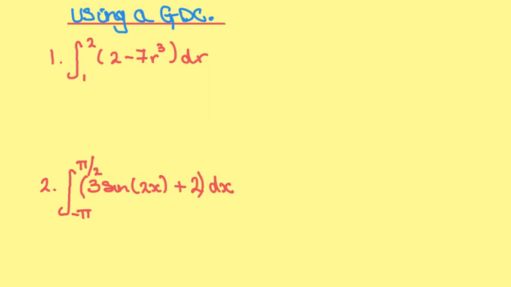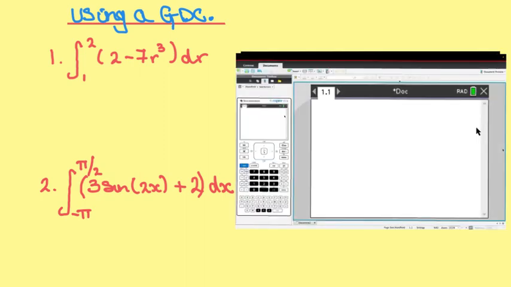The second way to evaluate a definite integral is to use a GDC. So we're going to do two examples. The first one, we're going to integrate between 1 and 2 the function 2 minus 7r cubed dr. And the second one is to evaluate between minus pi and pi over 2 the function 3 sine 2x plus 2 dx.